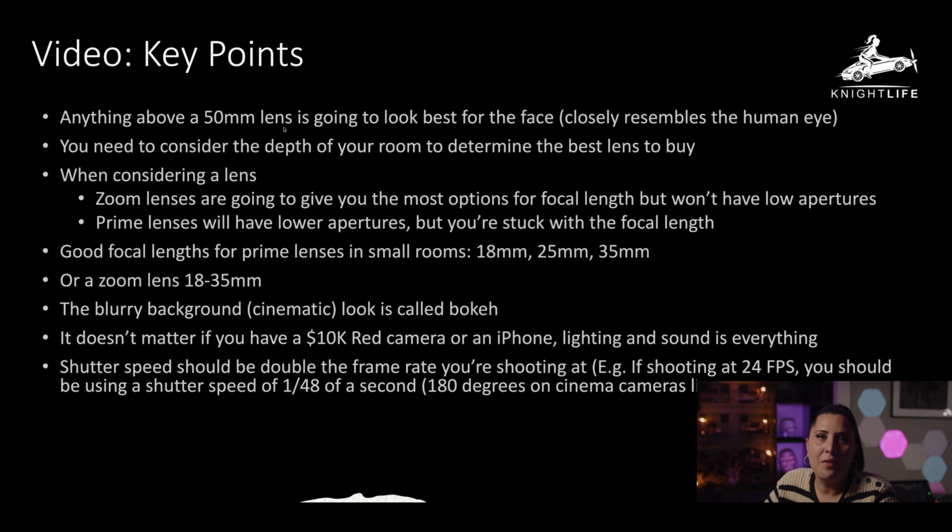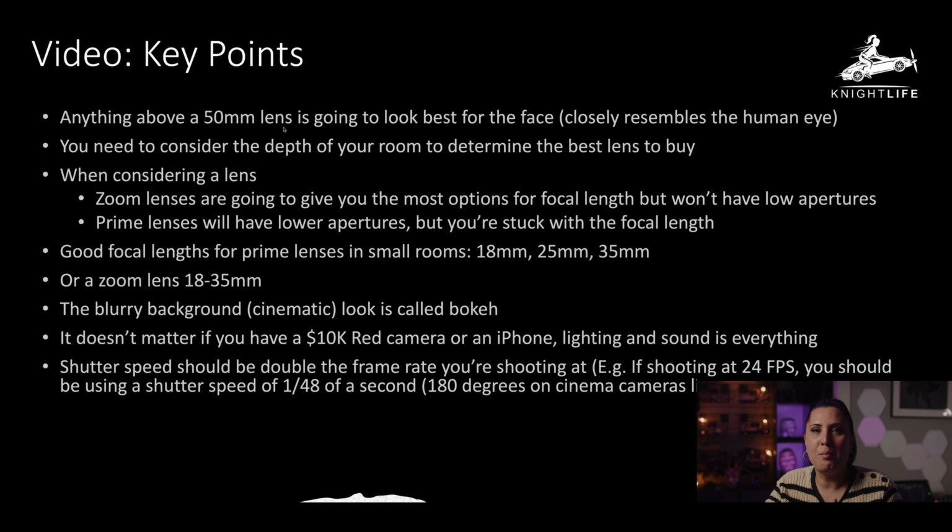Okay, so key points on video. Anything above a 50 millimeter lens is going to look best for the face. The human eye is actually the closest to a 50 millimeter lens, which is why a lot of films are shot in 50 millimeter. You need to consider the depth of your room to determine the best lens to buy. So if you don't have much depth to be able to move that camera back from you, if you can't push back too far, you need to consider that when you're looking at the focal lengths for the lenses you're buying.